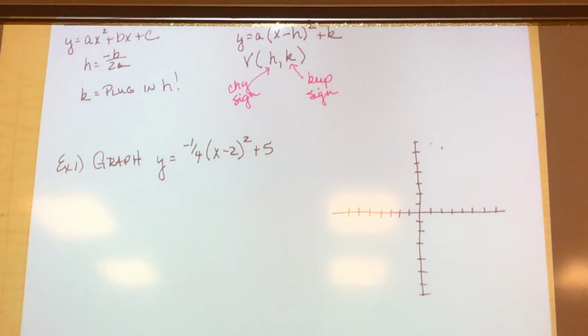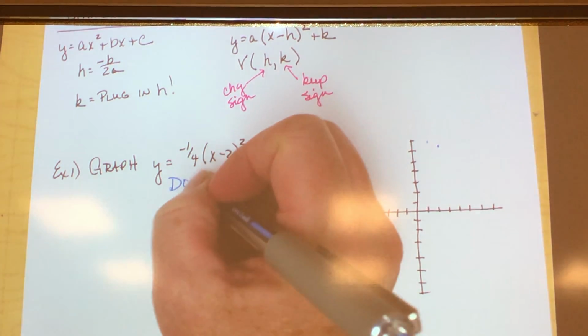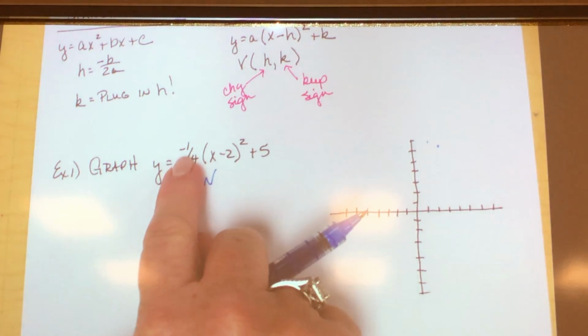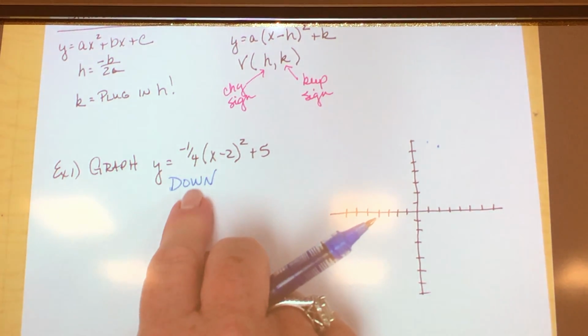Does this parabola right here open up or down? Write it down. All right, what'd y'all say? Down. Why does he open down? Yeah, A is negative. Okay, and if A is negative, it opens down. If A is positive, it opens up.